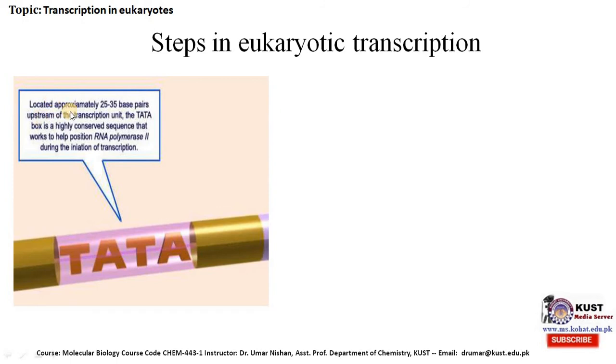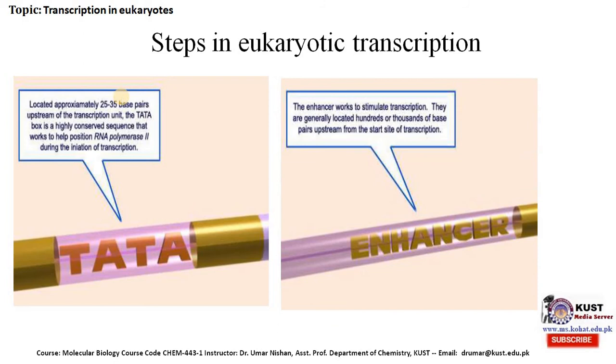So look, here is something important. The TATA box is located approximately 25 to 35 base pairs upstream of the transcription unit. The TATA box is a highly conserved sequence that works to help position RNA polymerase II during the initiation of transcription. Remember, this is located 25 to 35 base pairs upstream of the transcription unit.